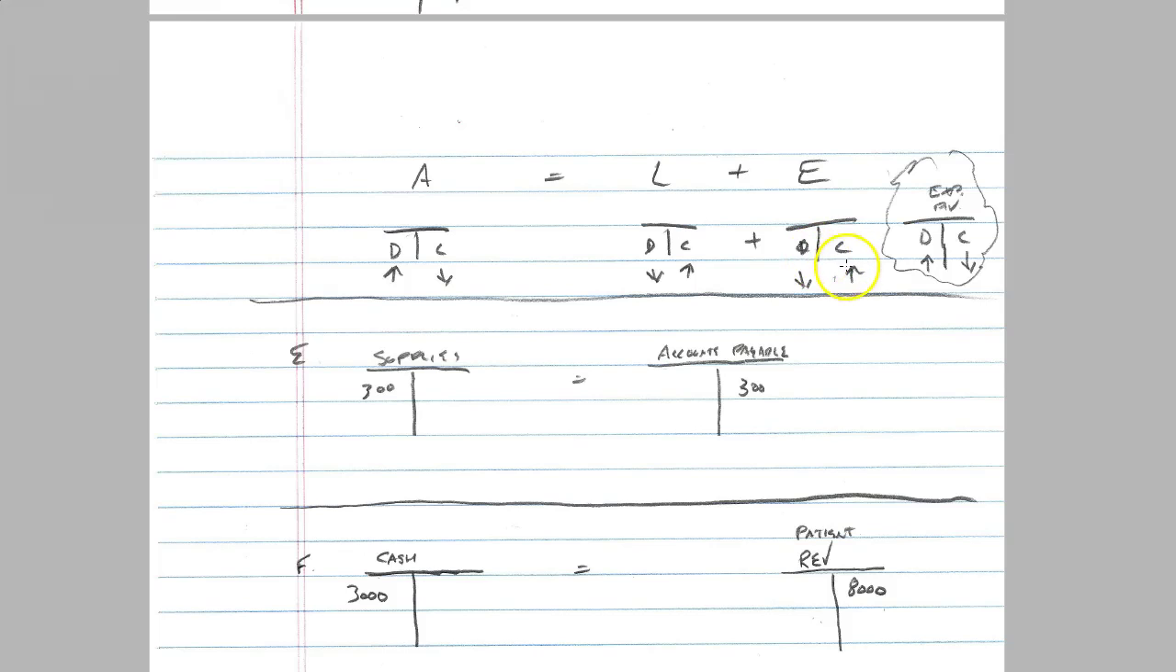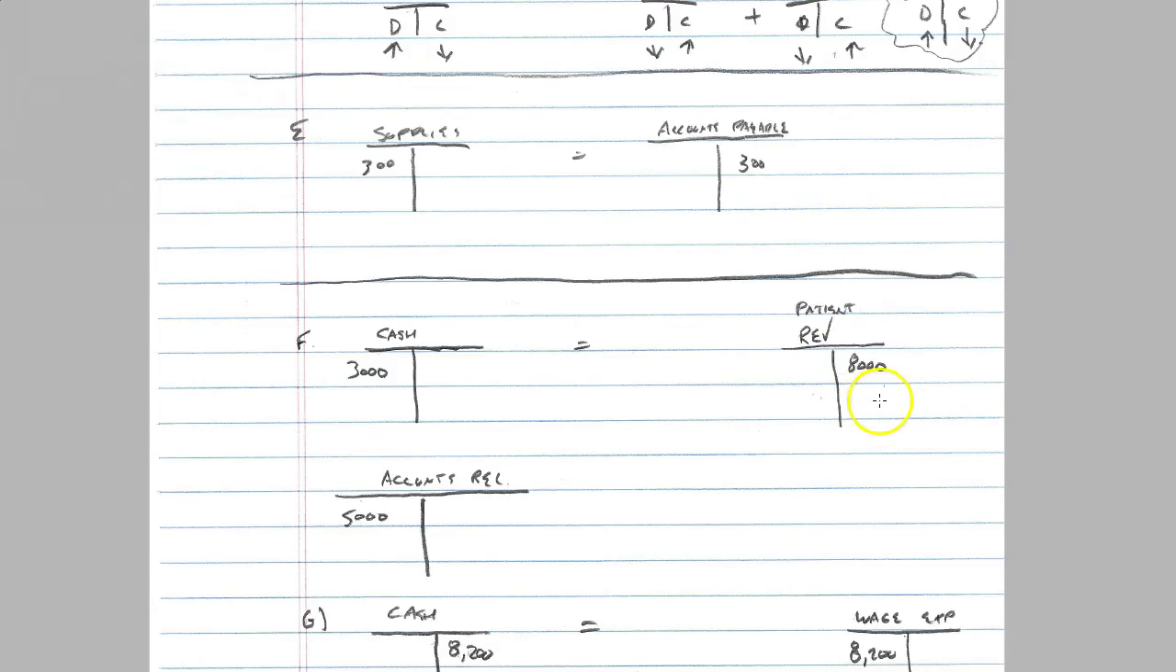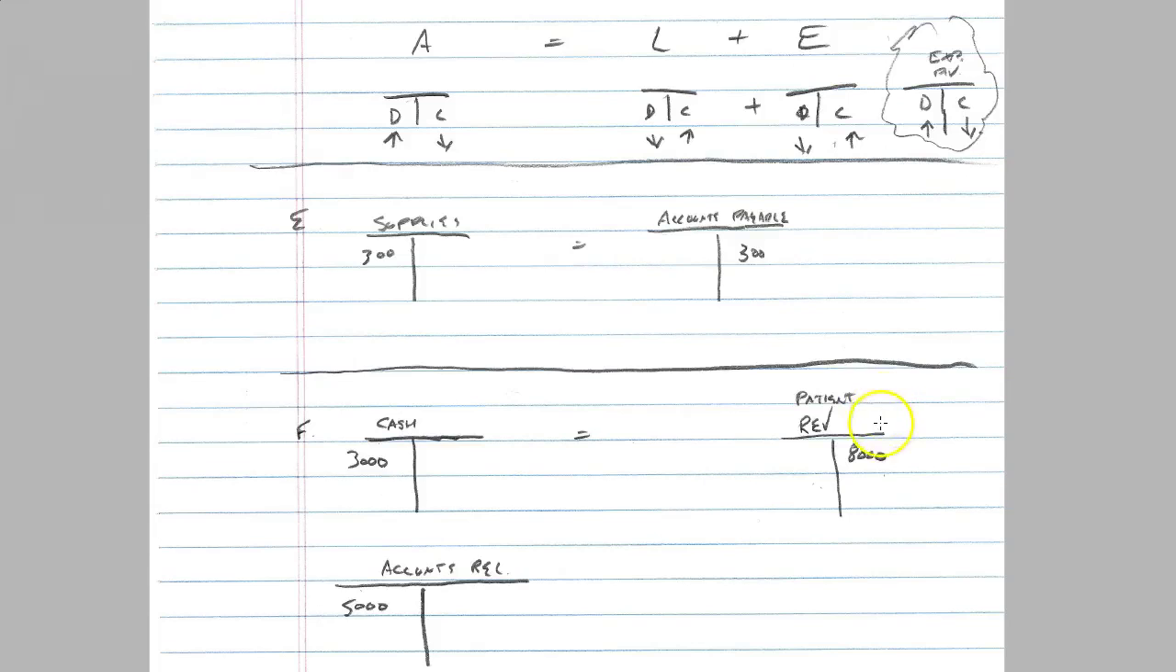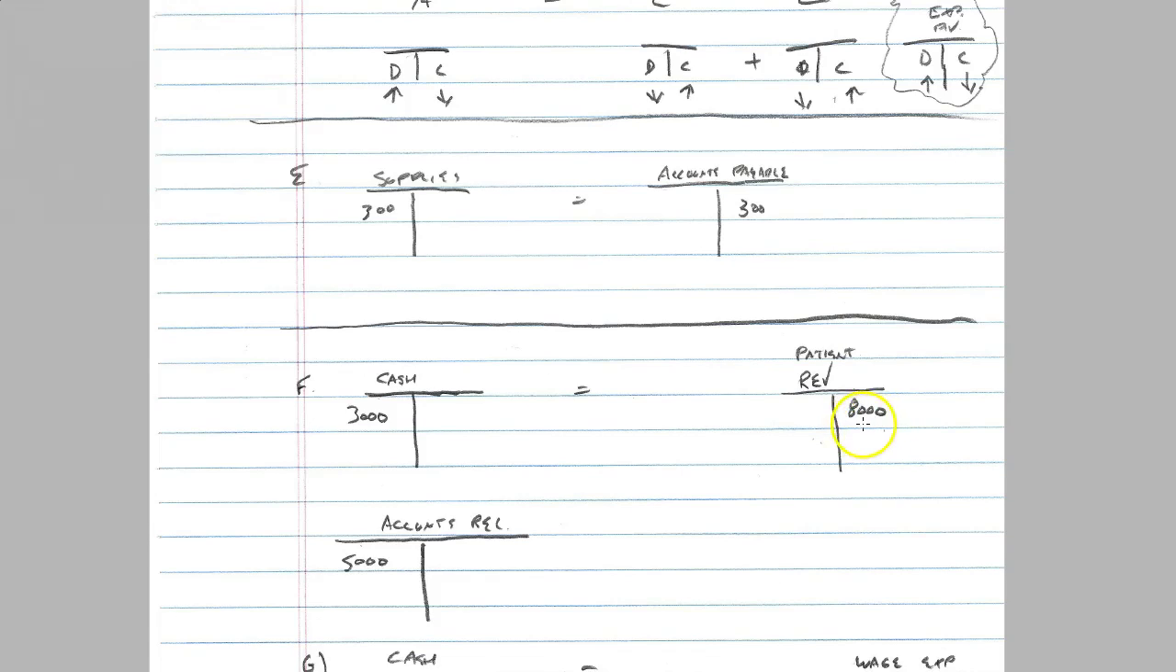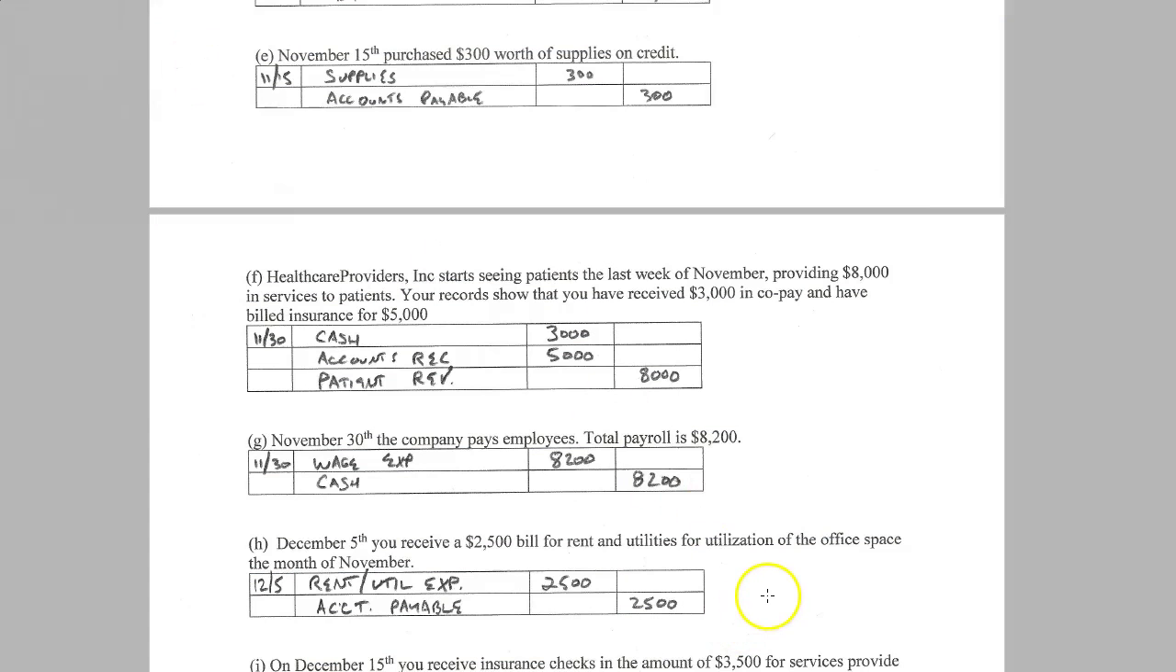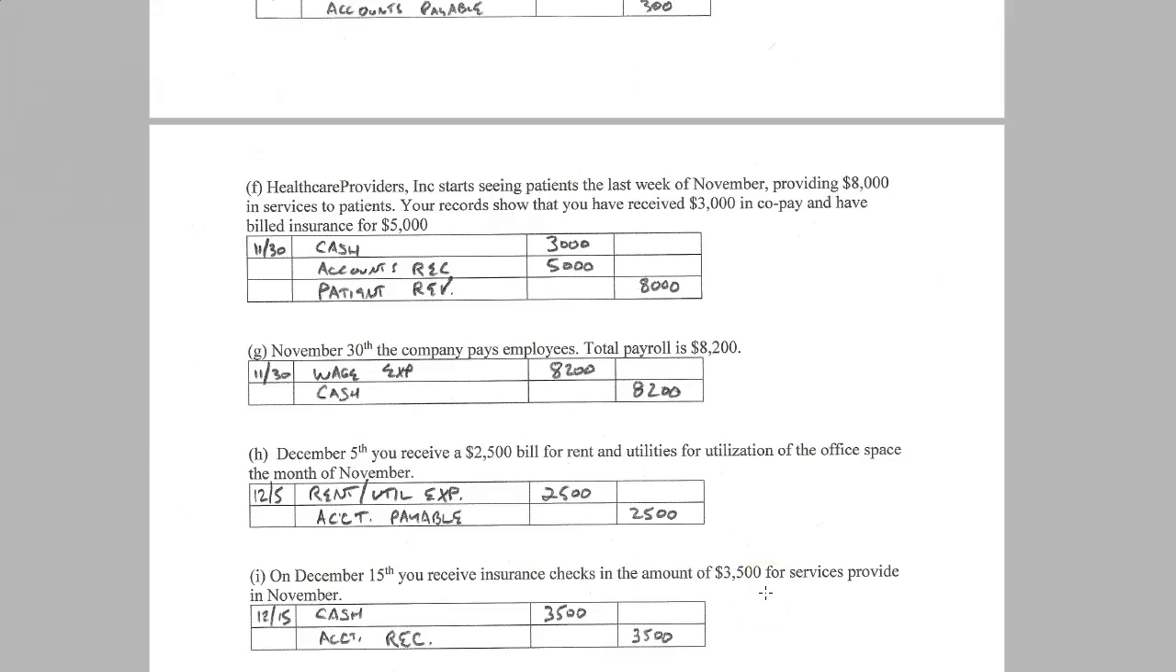To increase revenue is going to be a credit transaction. So let's see. Yep, there we go. So I've covered that in the credit side. So the $8,000 in patient revenue. Again, check myself. 3,000 plus 5,000 equals 8,000. Again, debits, credits equal, check. Done. So that one looks good. All right, let's move on to this one.